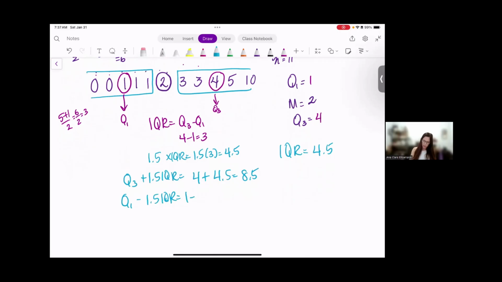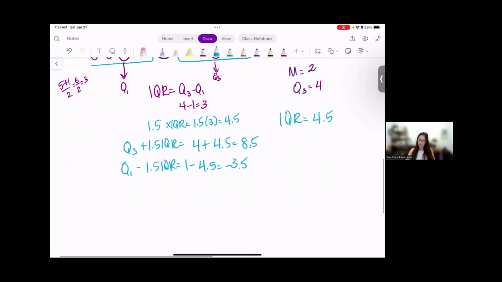The lower quartile is 1. 1 minus 4.5 is -3.5. I can't have -3.5 siblings, so that's not going to be any lower outliers. But I do have a data observation that's above 8.5. It's the number 10. So 10 is an outlier.